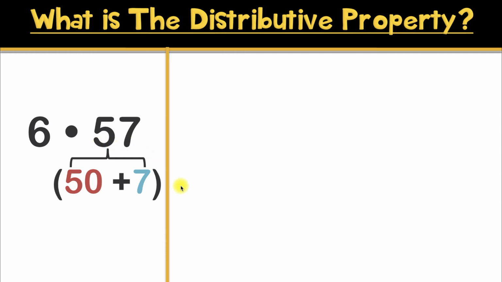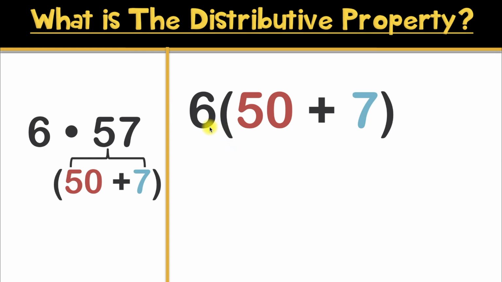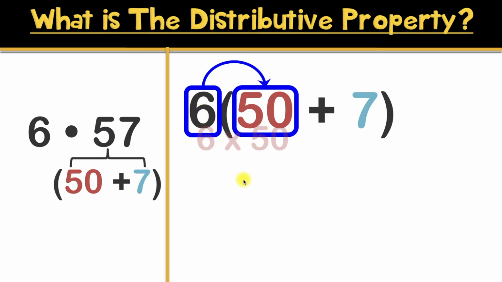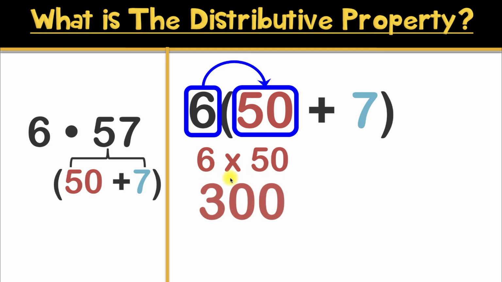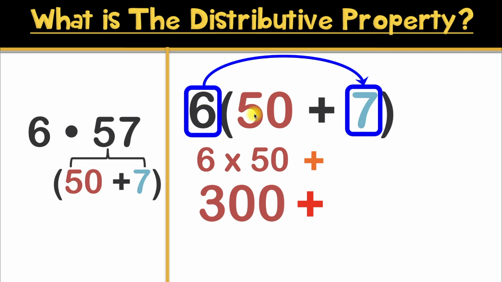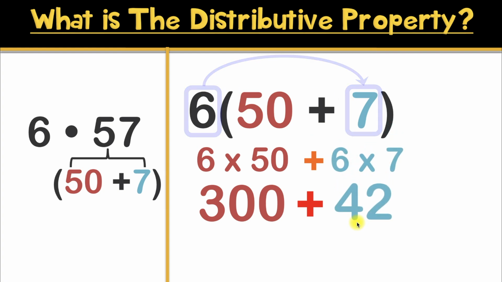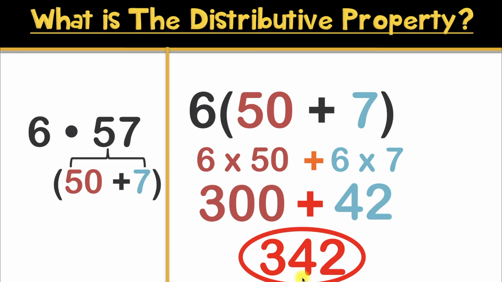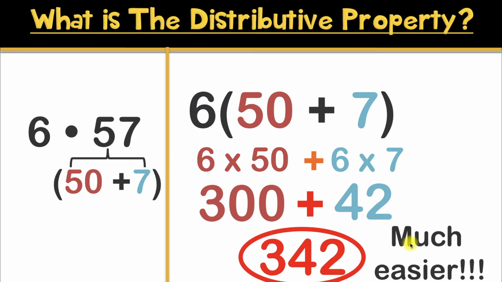And then it would look like this. So now we've got 6 times the sum of 50 plus 7. But what's happening is we're going to distribute this 6 to the 50. So we'll have 6 times 50, which gives us 300. We'll bring out our plus sign here and here. And then we'll distribute 6 times 7. And 6 times 7 would give us 42. So now we just have to add 300 plus 42, which gives us 342, which is definitely much easier than trying to multiply 6 times 57.